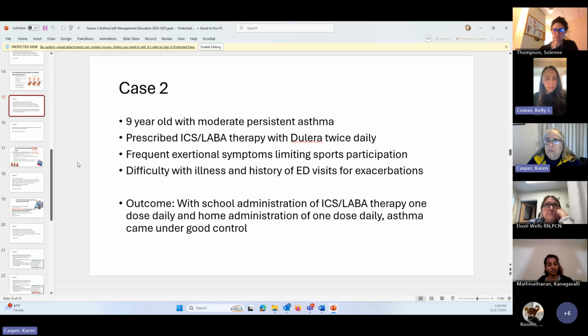Does anybody have kids at their school who receive a dose of their green zone maintenance medication at school? Not right now, does he? Yeah.